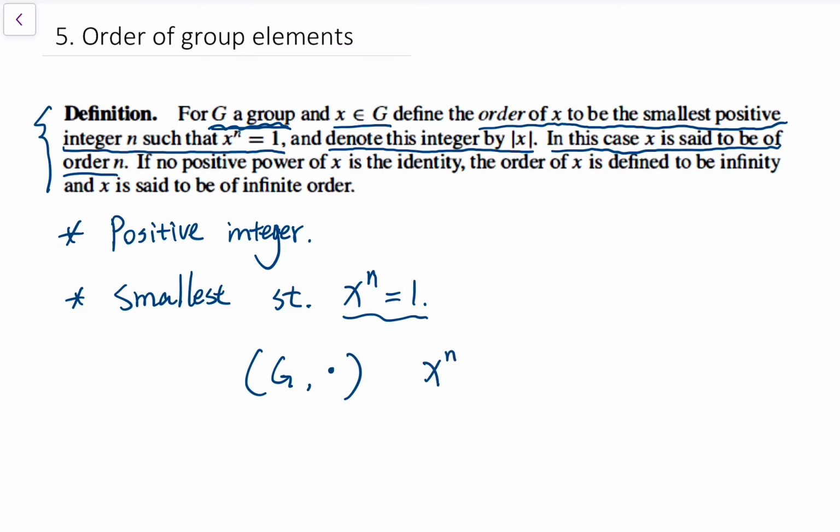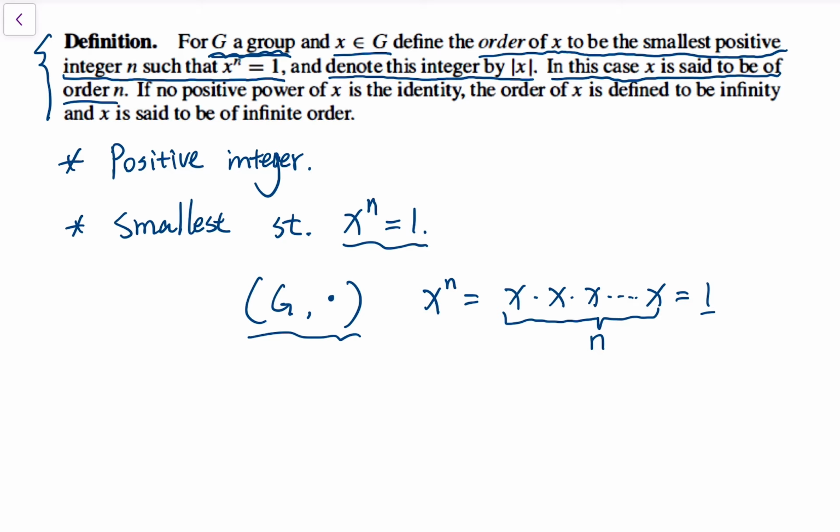Because this x to the n actually means you have x multiplied by x multiplied by x, many times. How many of them? There are n x's in this sequence of multiplications, and the result is 1, and 1 is the identity element in this group G under the multiplication operation.